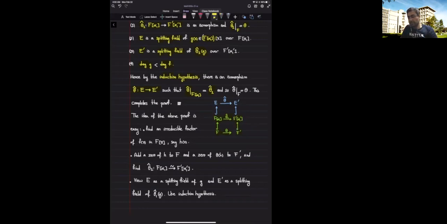Next, we use the strong induction hypothesis and view E as a splitting field of a smaller degree polynomial, view E prime as a splitting field of a smaller degree polynomial, and use the strong induction hypothesis to complete this square and obtain theta hat. And because all the pieces of this diagram commute, we end up getting a commutative diagram. And that's exactly what we wanted to show.